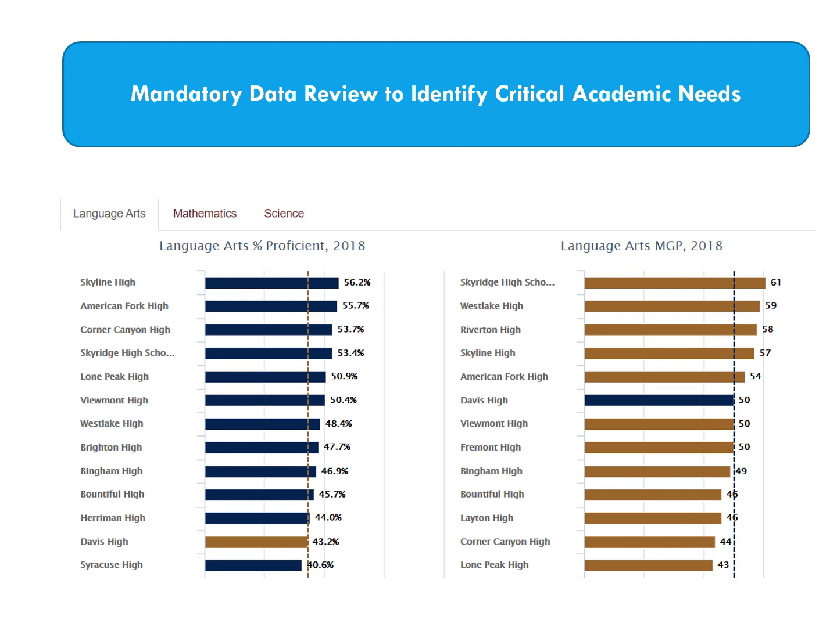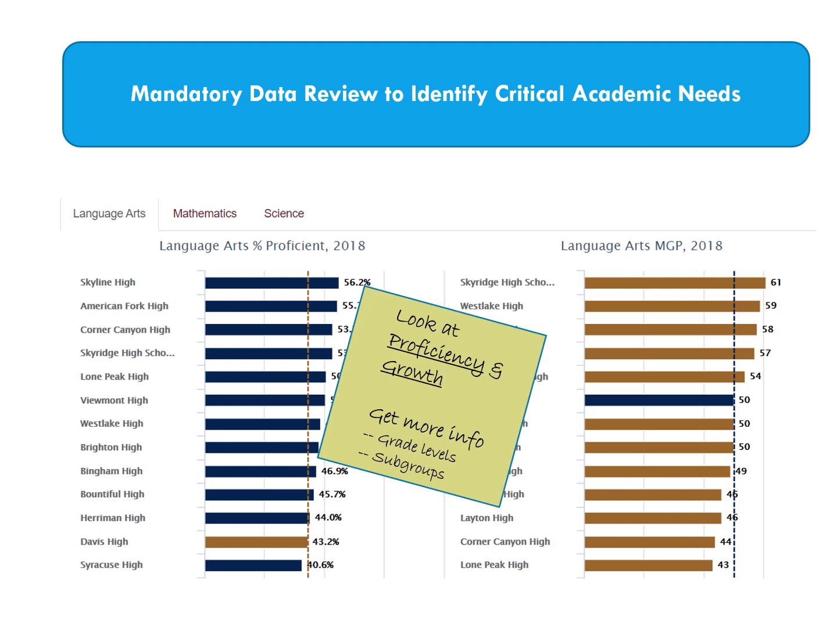Some of the things to remember are to look at both proficiency and growth, and to ask the principal for more information on grade levels and subgroups so you can focus the interventions if needed. Please remember that a council should never review student-specific information.